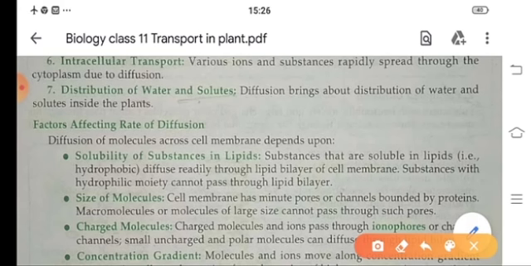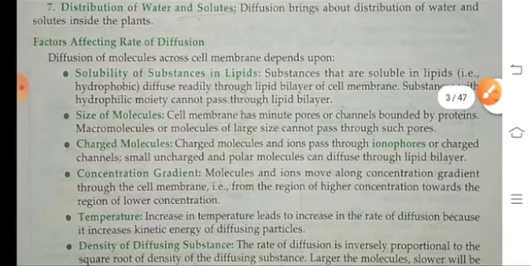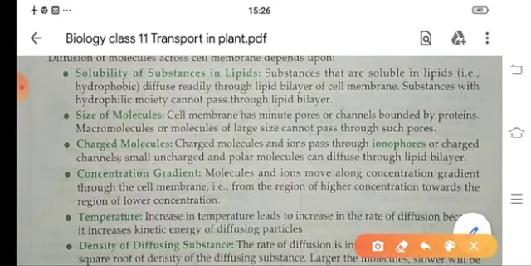Now, solubility of a substance in lipids. The substances which are soluble in lipids, that means they are hydrophobic in nature, diffuse readily in the lipid bilayer of the cell membrane, and the substances which do not diffuse in the lipids are hydrophilic in nature, and they cannot pass through this lipid layer. Now the size of the molecules also affects the rate of diffusion, because if the molecules are large, then they are not able to pass through the pores. So the diffusion process will also get affected.